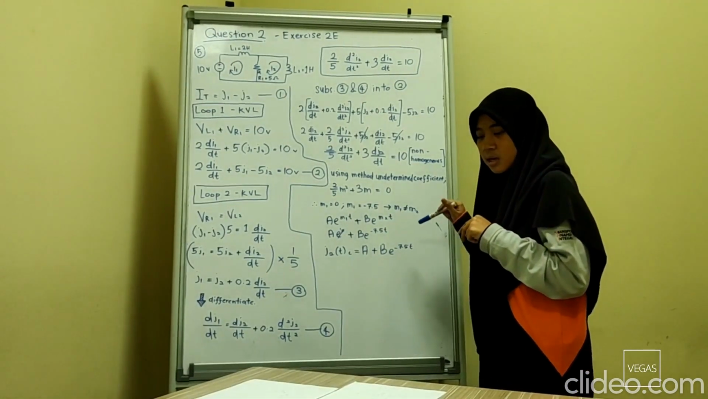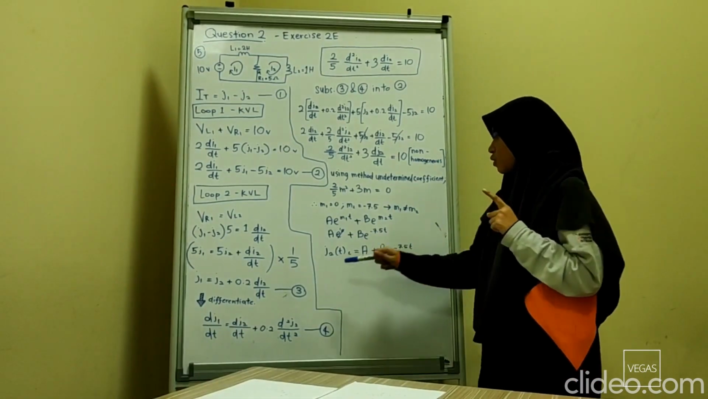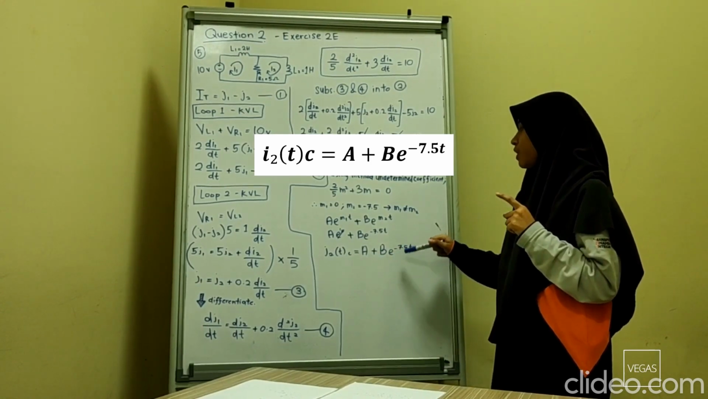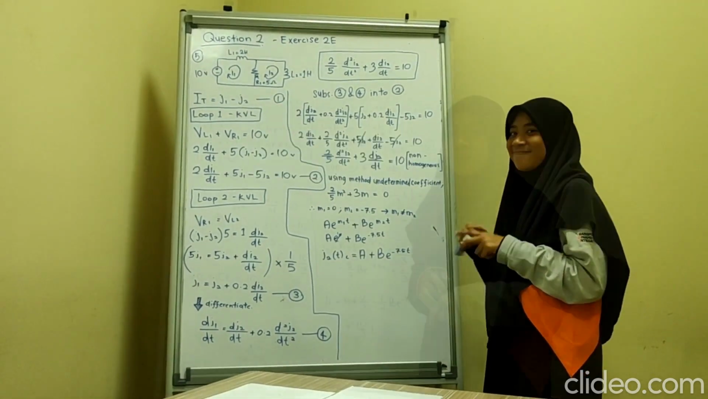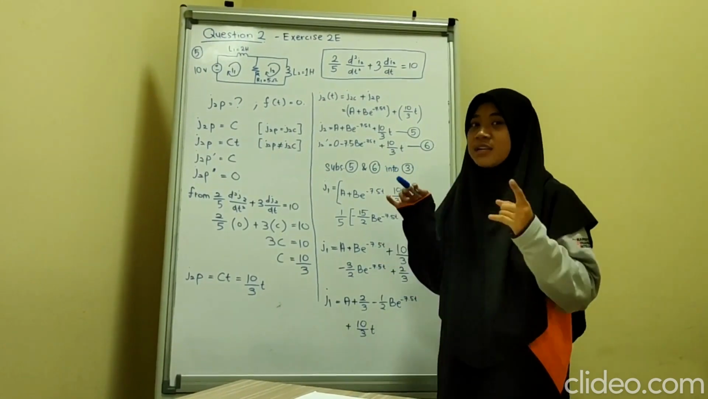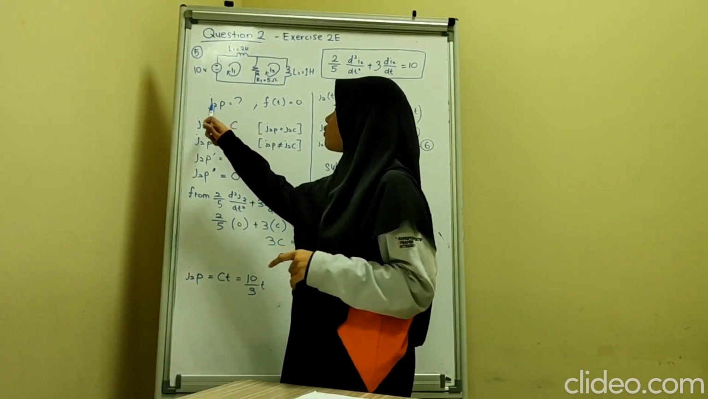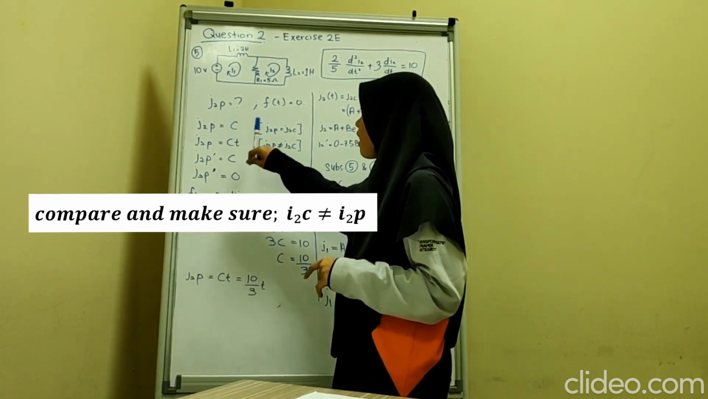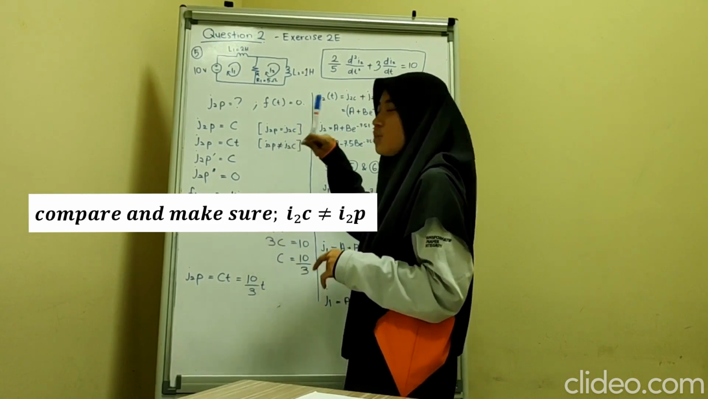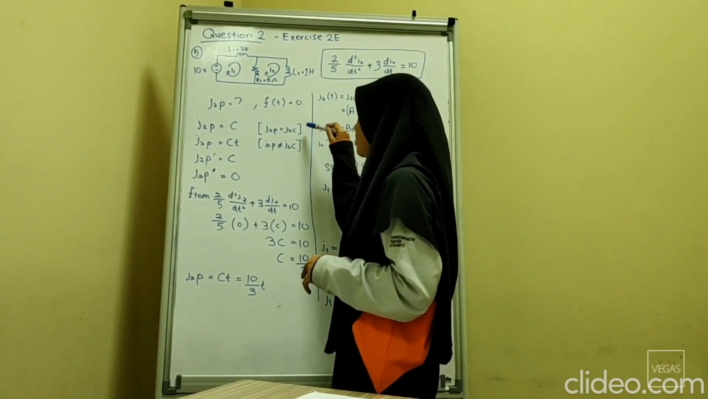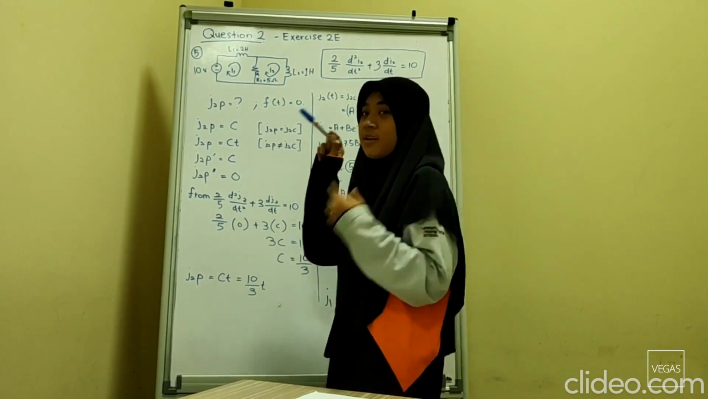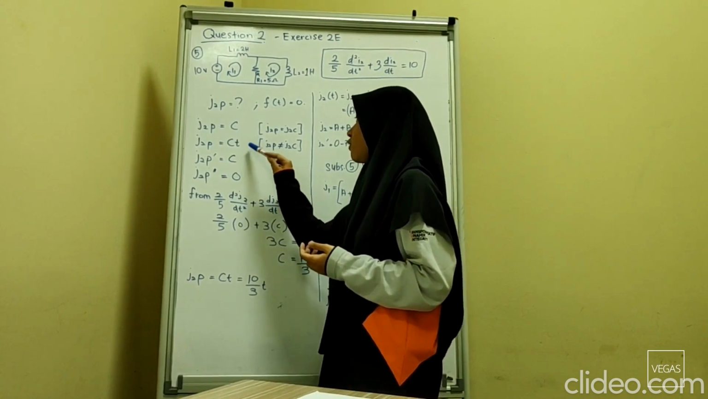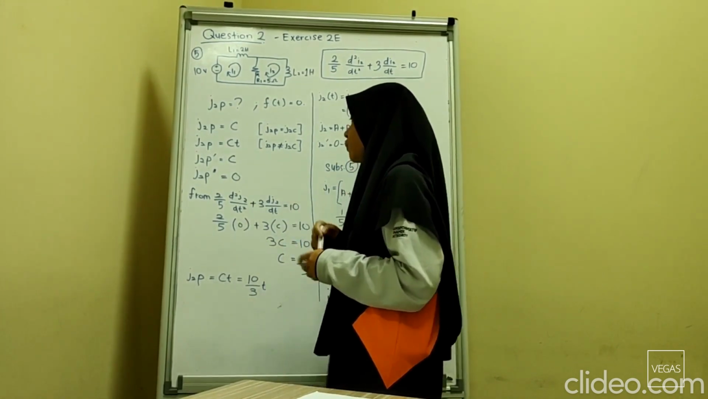This is case number 1. So we have I2 in the t domain, complementary solution, A plus B e to the power of negative 7.5t. Okay, after that, when we have found I2C, now we have to know what is I2P, and then we compare I2P and I2C, and they are not the same. After we have found I2P and I2C are not the same, we differentiate C t to C and then 0.